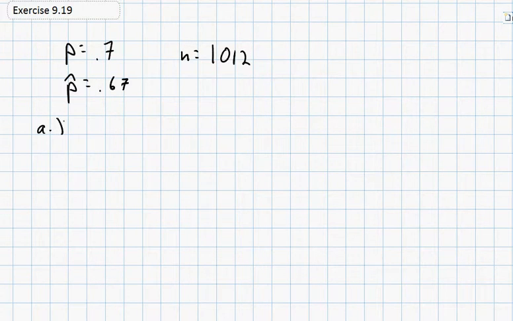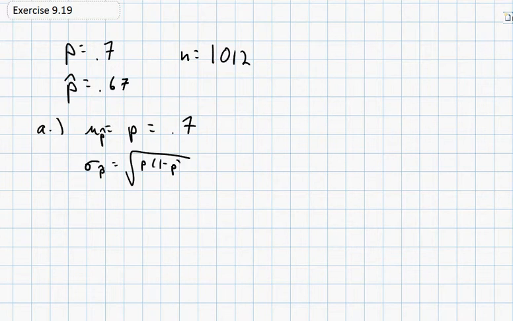So A says, find the mean and standard deviation of the proportion p hat of the sample who say they drink the cereal milk. Well, remember our mean for this is just p, so 0.7. And that's the mu of p hat. To find the standard deviation of p hat, we're going to do the square root of p times 1 minus p all over n. So that's the square root of 0.7 times 0.3 all over 1,012. So that gives you 0.0144.